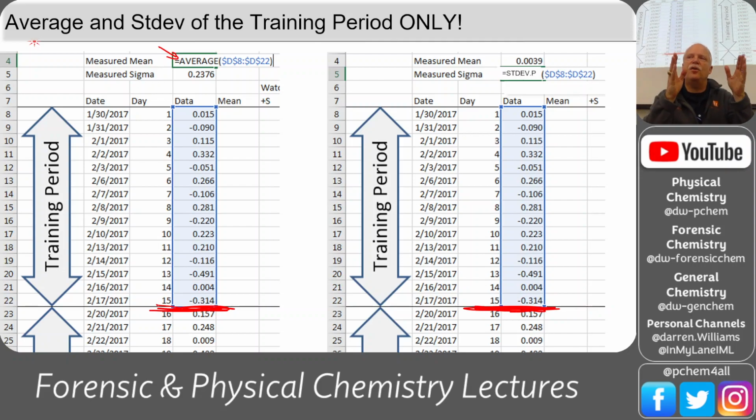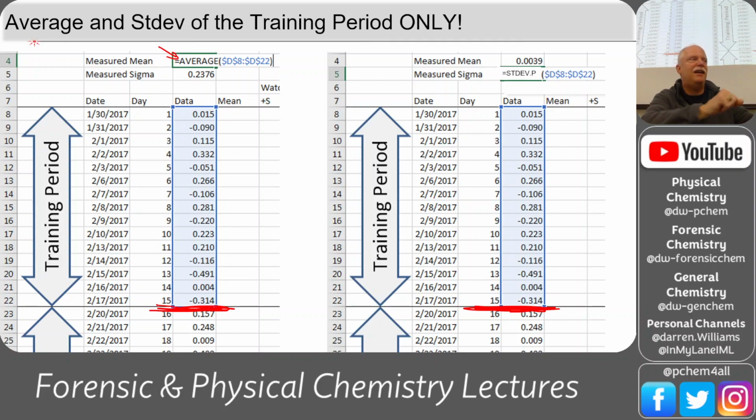So that's our historical data, and we're going to see if it stays with the same mean and the same standard deviation the rest of the semester. Okay. So that's what we're calling a training period. We're kind of training our system to look at this process.